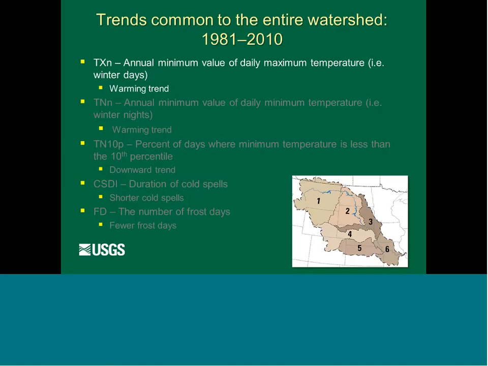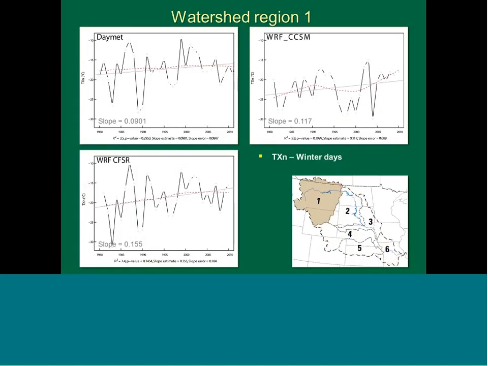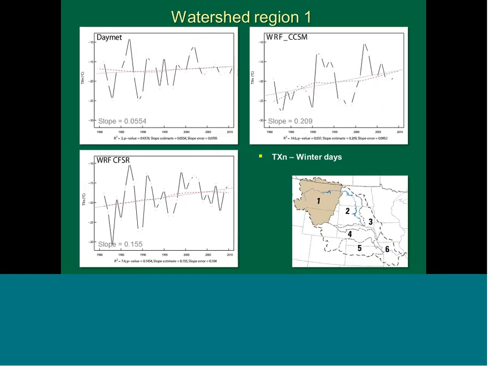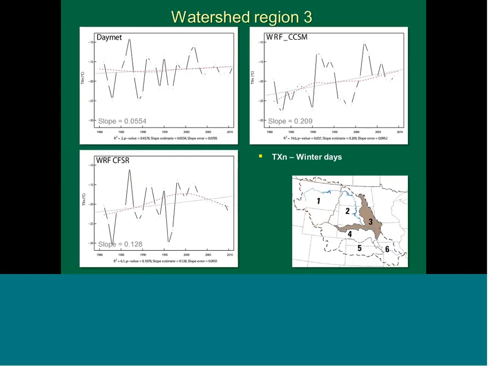So, to start off, we'll look at the annual minimum value of daily maximum temperature. Think winter days in this case. Looking at Watershed Region 1, DAMET is in the upper left, and then I've got my 2 simulations to the right and the lower left. And it's in degrees Celsius for the y-axis. What you can see is just that all of them are reflecting a warming in the winter days. Looking at Watershed Region 3, again, you see this warming trend going on, though the simulations do tend to show a greater warming trend than the reference data set does.